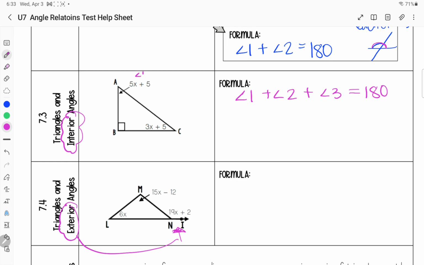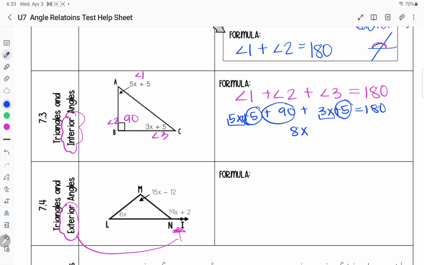So I'm just going to call this angle 1, I'll call this angle 2, and I'll call this angle 3. Remember, this means 90 degrees right here. So I would take angle 1, which I labeled as 5x plus 5, plus angle 2, which was 90, plus angle 3, which was 3x plus 5, set equal to 180. Then I can combine all my like terms. So 5x's and 3x's are going to give me 8x. And then I have 5, 90, and 5, so that's going to give me plus 100 equals 180.